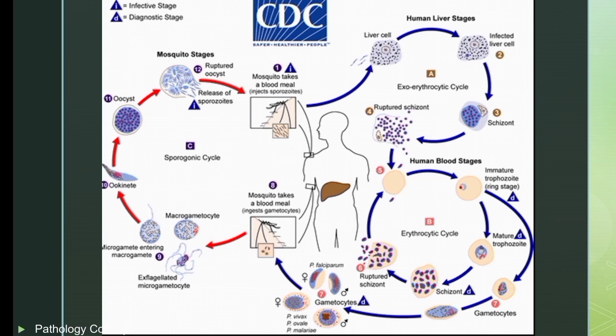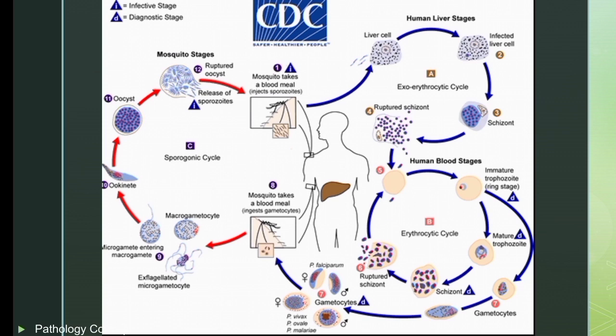Let's focus on the left side of this picture. The male gametocyte and the female gametocyte are ingested by an Anopheles mosquito during a blood meal. Parasite multiplication in the mosquito is known as the sporogonic cycle. While in the stomach of the mosquito, microgametes penetrate the macrogamete, generating zygotes. The zygote in turn becomes motile and elongated. It is called the ookinete.